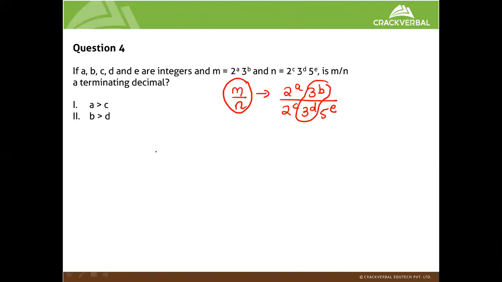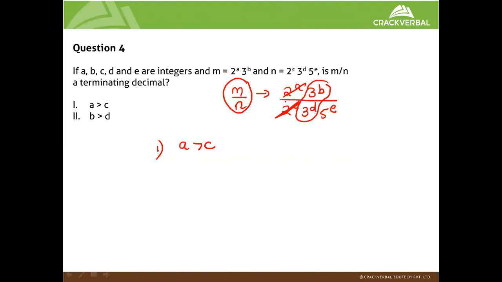Now, if I look at the first statement, it tells me A is greater than C. If A is greater than C, then I know that 2 to the power of A will definitely cancel out whatever is there in the denominator in terms of 2 to the power of C. But it still doesn't cancel out the 3 to the power of D, because 3 to the power of D makes the answer non-terminating. Agree? Okay with this?